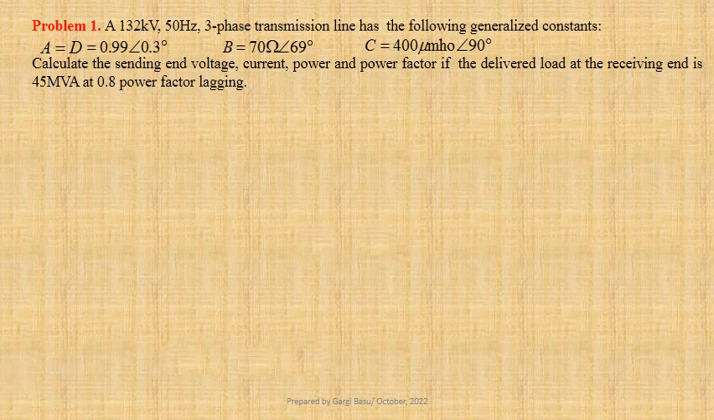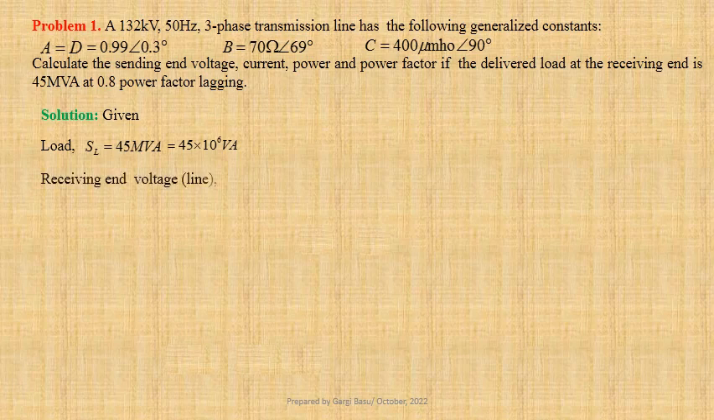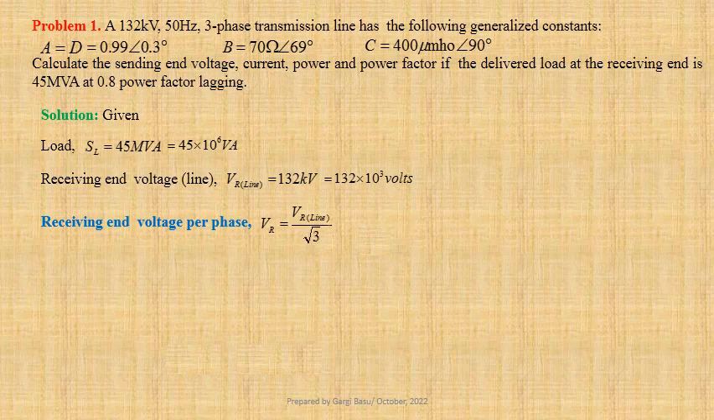Let us now write down the given data. Load SL equals 45 megavolt ampere, that is equal to 45 into 10 to the power 6 volt ampere. Line to line receiving end voltage VR line equals 132 kilovolts, that is equal to 132 into 10 to the power 3 volts. For star connected system, receiving end voltage per phase VR equals VR line divided by root 3, that is equal to 132 into 10 to the power 3 divided by root 3. That gives us 76,210 volts. Given load power factor cos phi L equals 0.8 lagging.